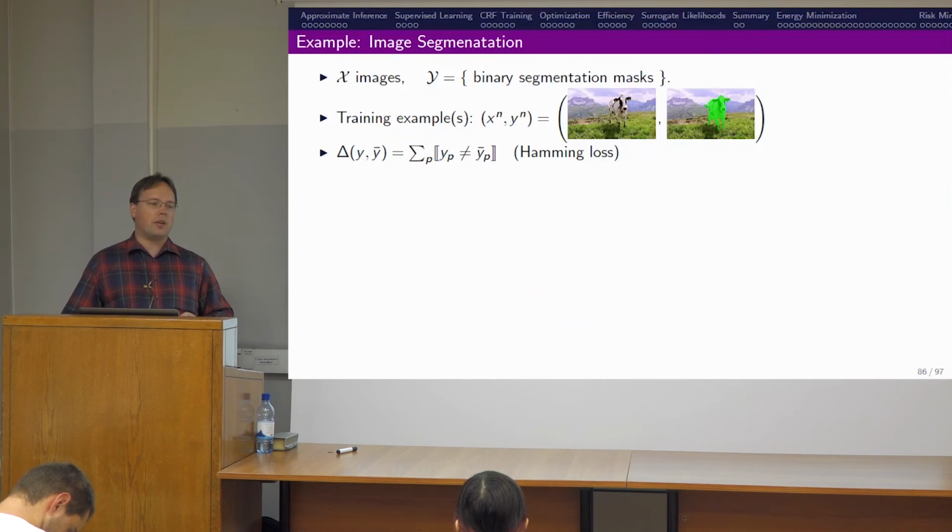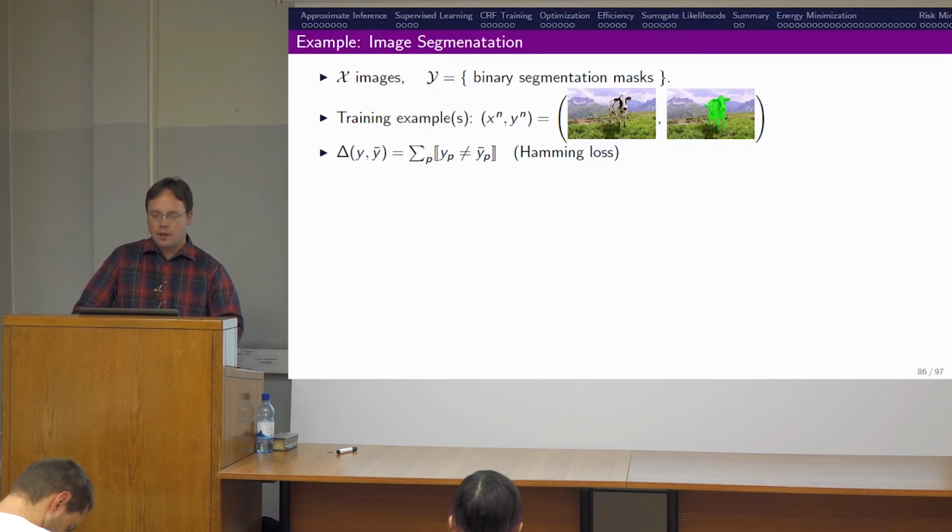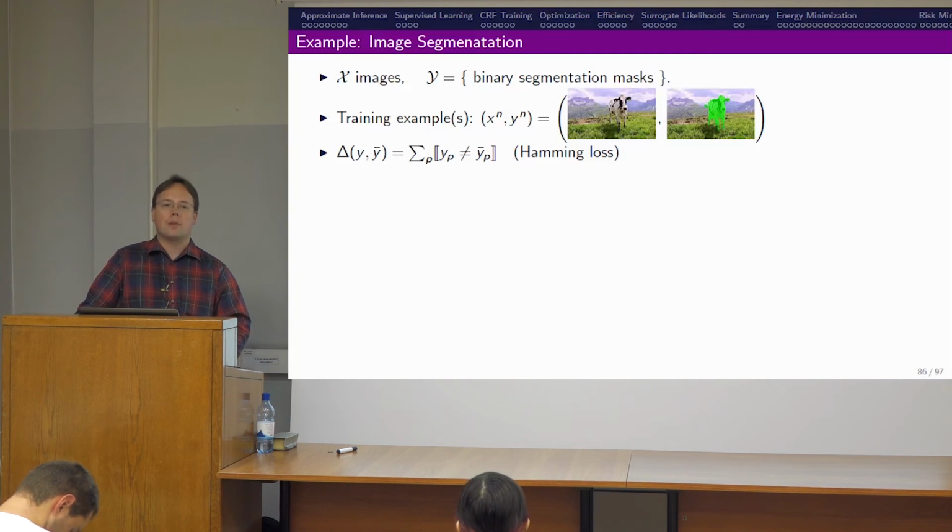Here's a hopefully illustrative example. Imagine we want to segment that image. What is our loss function? Let's say it's Hamming loss, meaning we check for each pixel if we predict the right label or not. And for simplicity, let's assume we only want to segment cows. So we have a segmentation mask. We have only one training example. It's this image with that annotation of the cow. Okay.